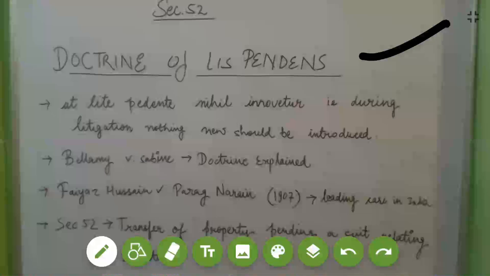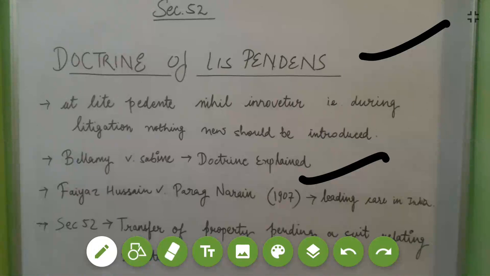ये आपका जो सबसे पहला case था जिसपे doctrine explain की गई है वो था Bellamy versus Sabine. I have written it here. And the case from which your doctrine of Lis Pendens started in India was the Fayaz Hussain versus Parag Narayan case in 1907. So whenever you write doctrine of Lis Pendens, remember these two cases. You don't have to explain them in detail, you just have to mention the names.